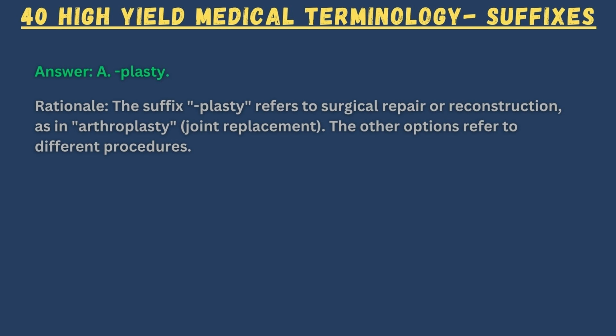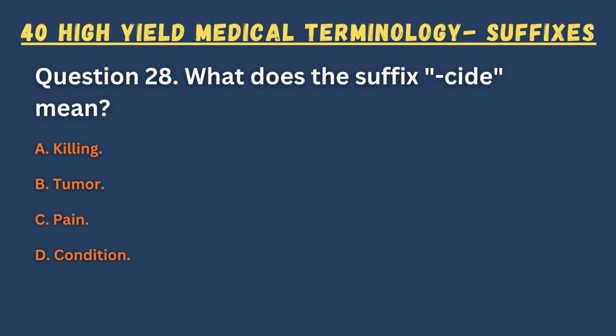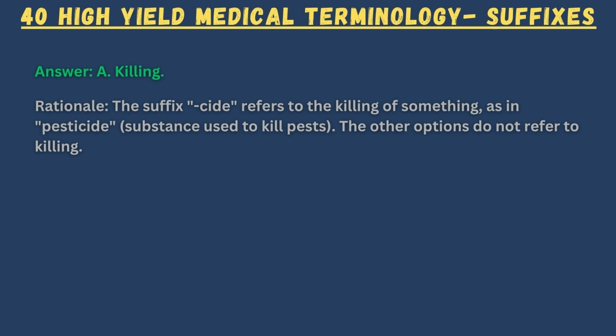Plasty. Rationale: the suffix plasty refers to surgical repair or reconstruction, as in arthroplasty, joint replacement. The other options refer to different procedures. Question 28. What does the suffix side mean? A. Killing. B. Tumor. C. Pain. D. Condition. Answer: A. Killing.